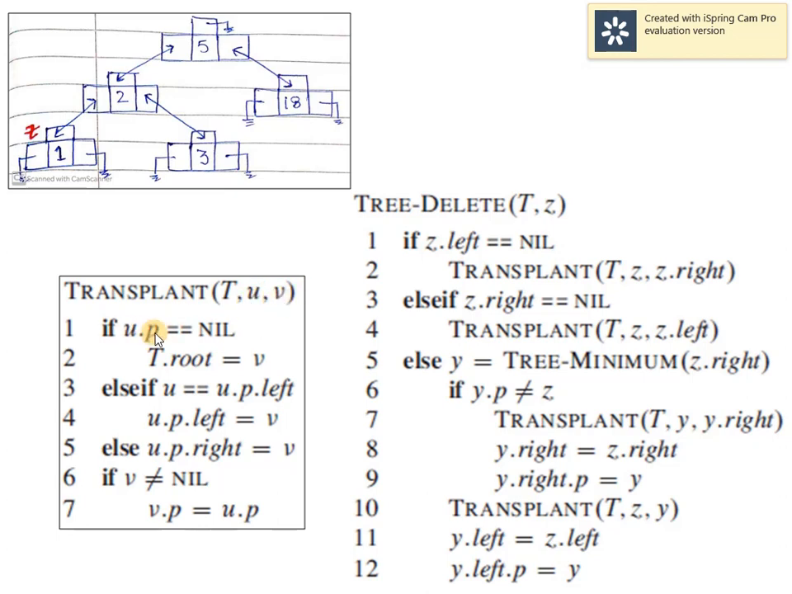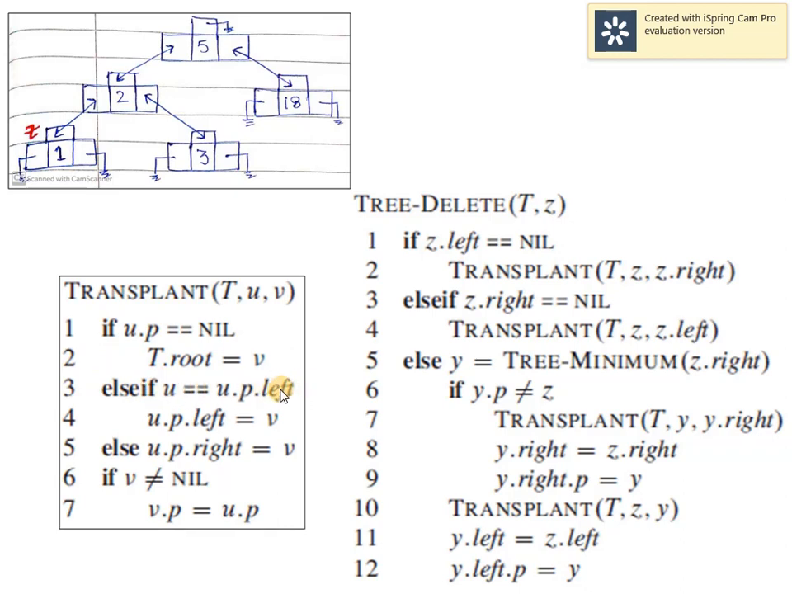So if parent of u is null, that means u is the root of a tree. So now the new root of the tree would be v. If parent is not null, that means u must be the left or right child of its parent. So if the parent is not null, we will check at line number 3 if u is the left child of its parent or not.